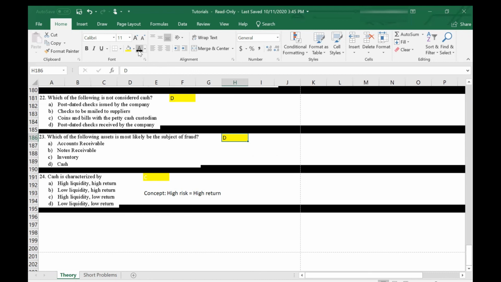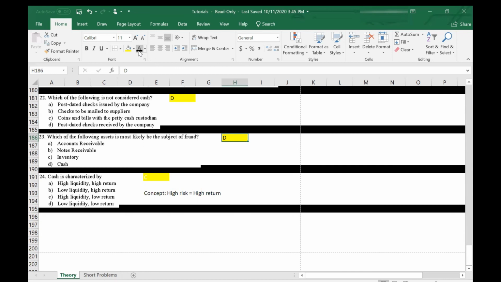Number 24, cash is characterized by... This question is usually asked in management advisory services, that's another accounting subject. But for the sake of discussion, we know that cash has high liquidity, meaning you can use it anywhere, easily. You no longer need to do anything. For example, if you have cash and you want to buy something, you just pay the cash. No extra effort.